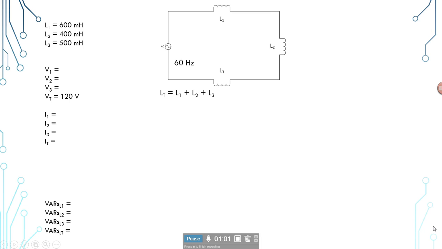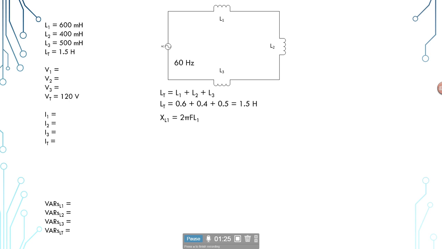So in a series circuit, our total inductance is going to be the sum of the individual inductances. So we'll take 600 millihenries plus 400 millihenries plus 500 millihenries, and notice that we did put them back in standard decimal notation to come up with a circuit total of 1.5 henries.